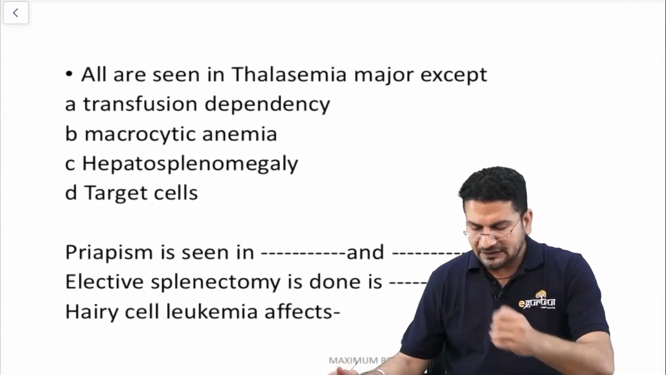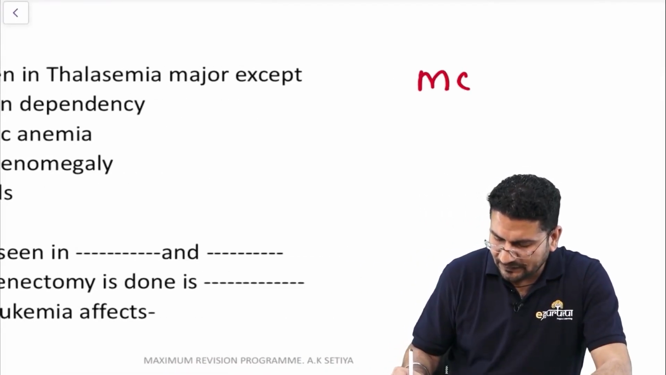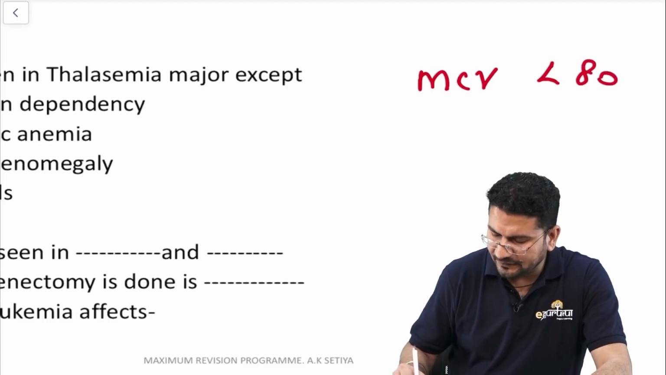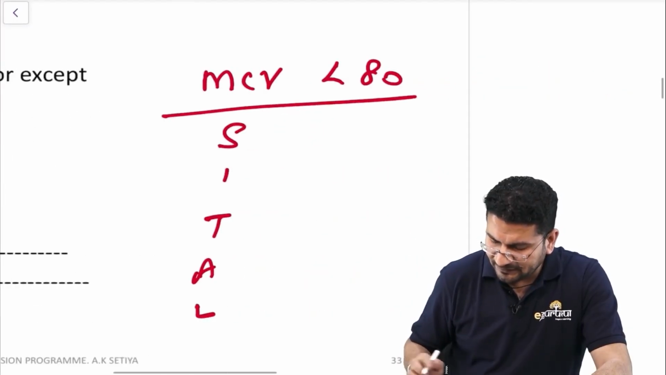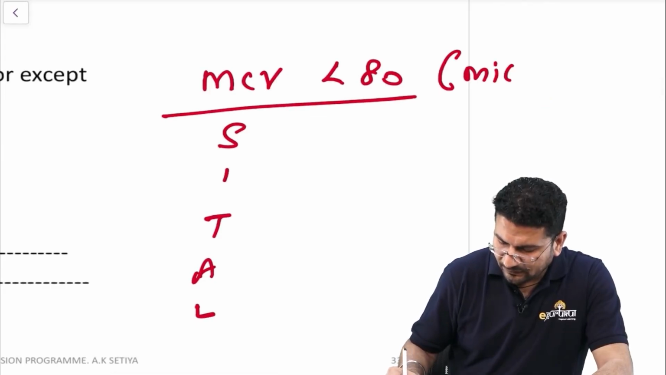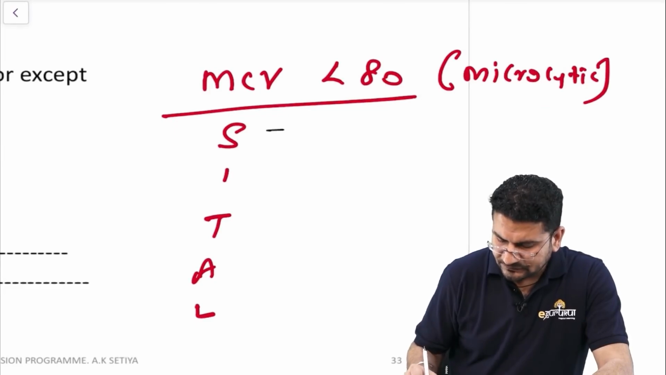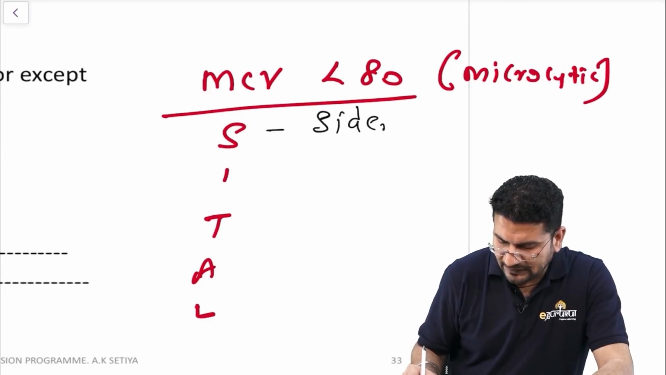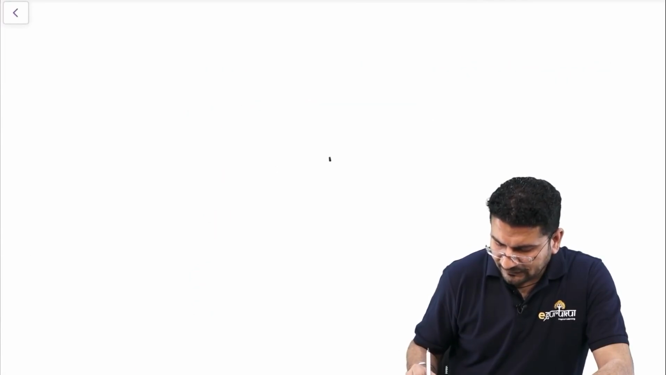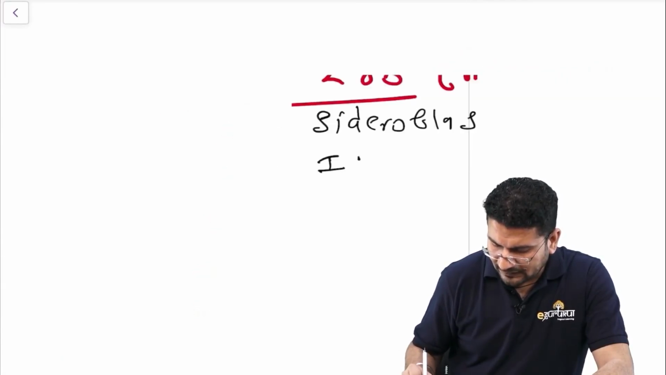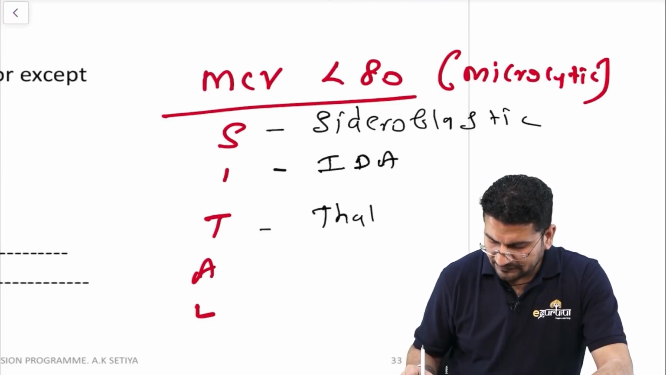All are seen in thalassemia major except... So thalassemia. First I'll tell you the MCV value. MCV values are less than 80. This anemia is called microcytic anemia. How to remember them? We call them microcytic anemia. The mnemonic is SHEETAL. So S is not sickle cell, S is sideroblastic. I is your iron deficiency anemia. T will be thalassemia.